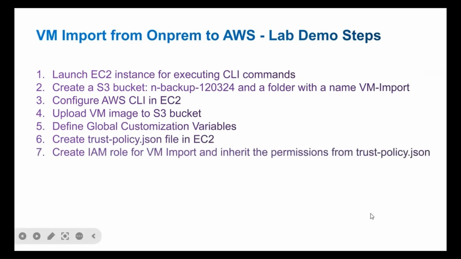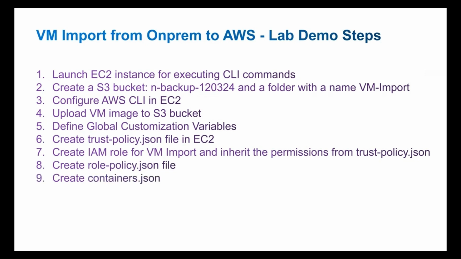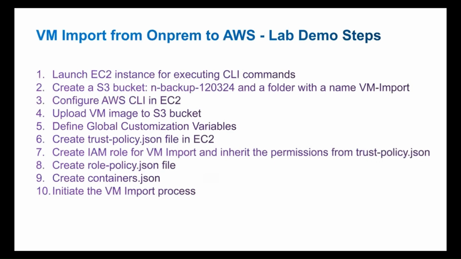Then I will create three main files. One is a trust-policy.json, which provides the additional role to the IAM role, basically inheriting some rules from the trust policy. Next, I will create a role-policy.json, and then a containers.json. So these are the three files that we will create as part of this lab, team. Once these files are created, we will start the VM import process.